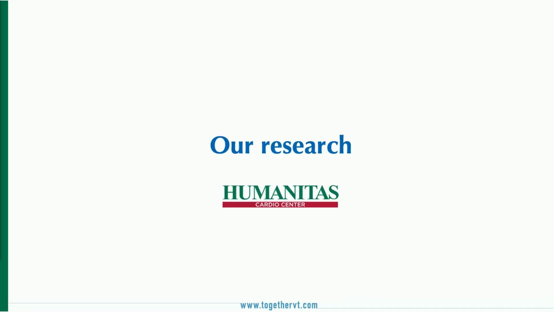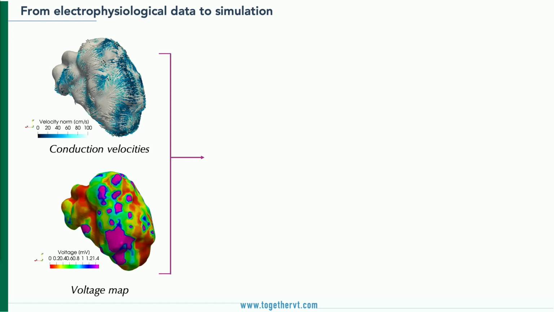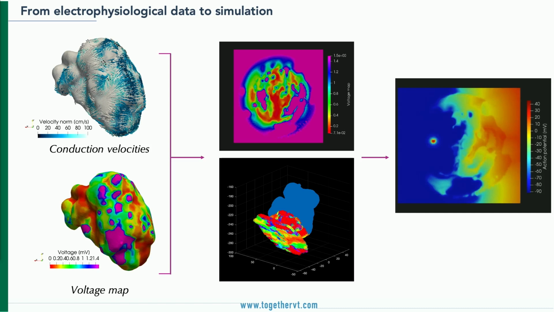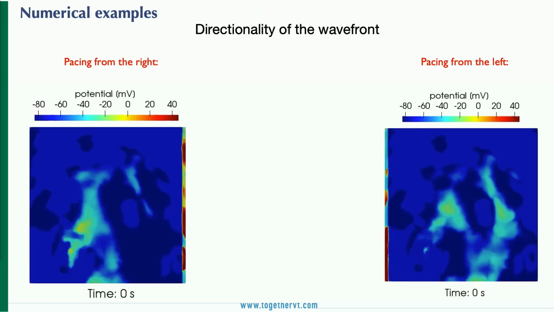Our research at Humanitas Research Hospital is now based on 3 projects. We are now exporting every electroanatomical map into MATLAB, in collaboration with HeartLab of Politecnico di Milano, and we run numerical simulations based on this data. The aim is to assess the impact of wavefront directionality in VT induction.